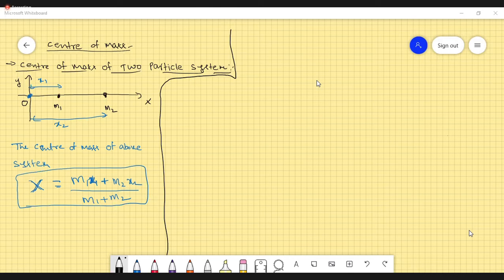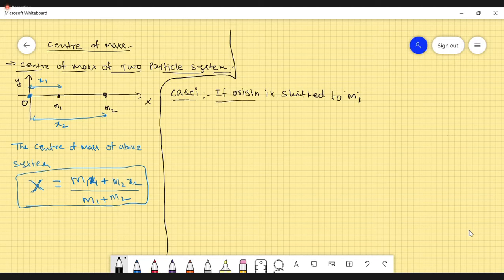Special cases to discuss. So let's see case one. Suppose the origin is shifted to M1. So if the origin is shifted to M1, then what will be the center of mass?